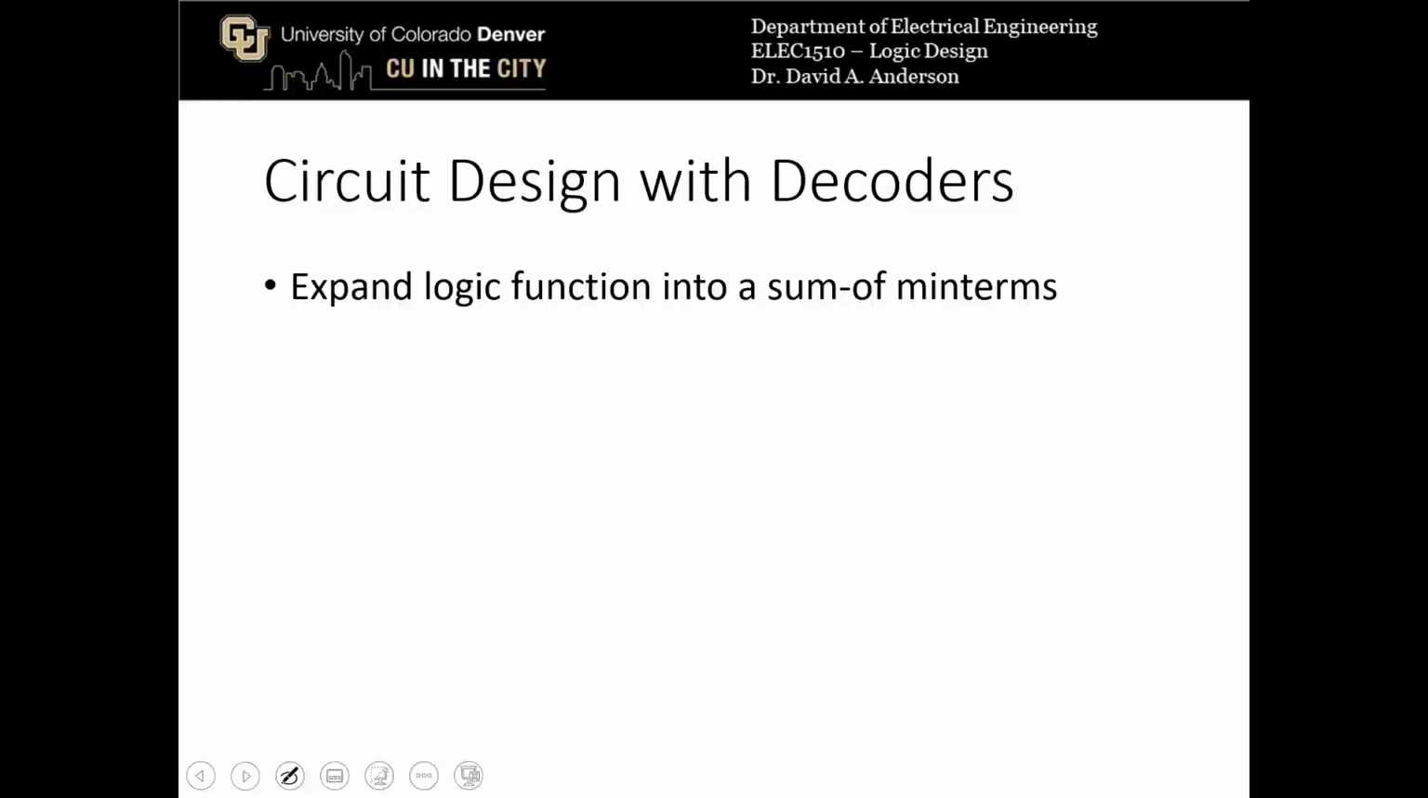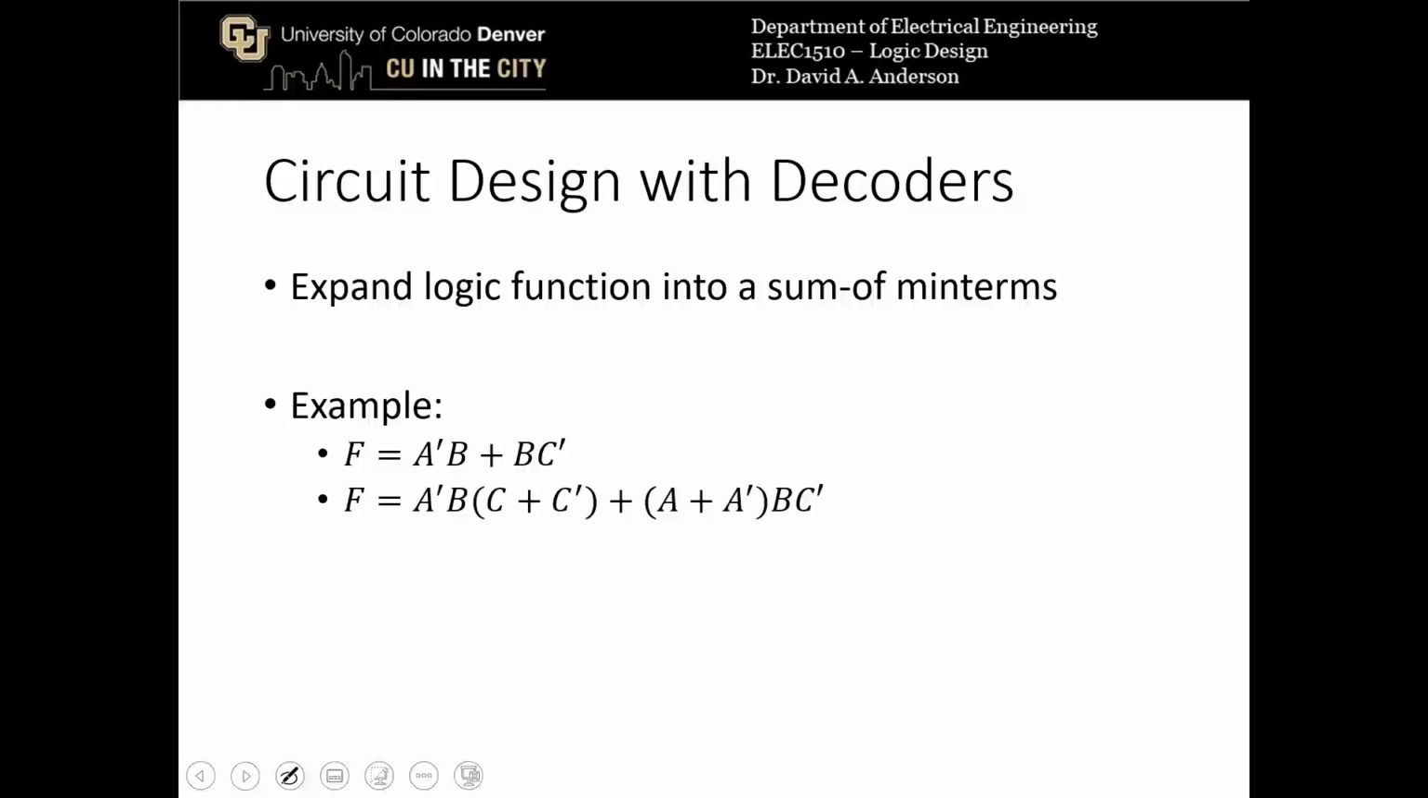So let's talk about how to do circuit design with decoders. These are pretty useful blocks that you can use to design all types of circuits. Basically, if you're given a logic function, to design that with a decoder, you have to expand your logic function into a sum of minterms. For example, let's take the logic function f equals a prime b plus b c prime. We can assume that this is a function of a, b, and c.